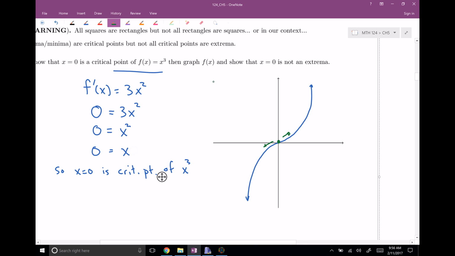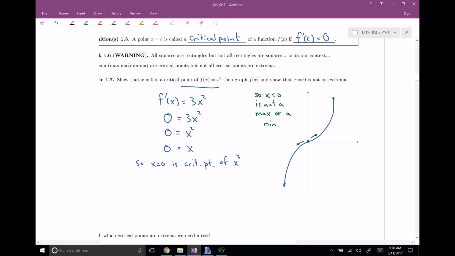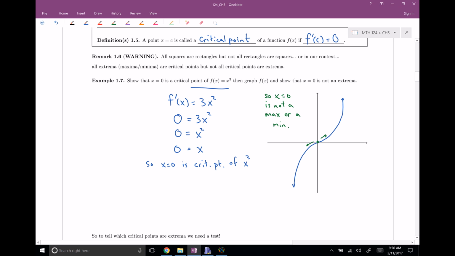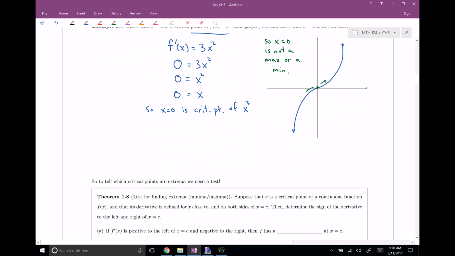So, x equals 0 is not a max or a min. Short for maximum and minimum, right? So, okay, just because you have a critical point doesn't necessarily mean that it's going to be a maximum or a minimum. So, which ones are, right?